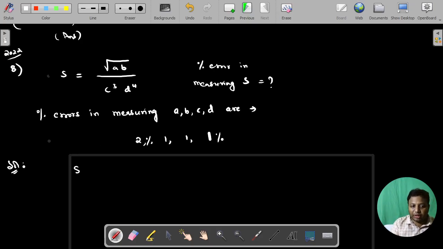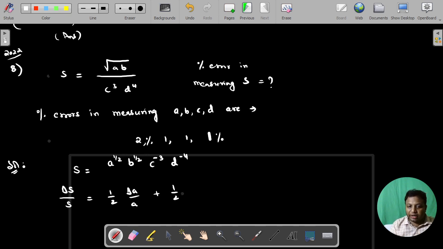The given formula can be written like this: a power 1 by 2, b power 1 by 2. I am bringing the denominators up: c power minus 3 and d power minus 4. After writing like this, we have to relate all the quantities in this way: delta S by S equal to half delta A by A, half delta B by B. This is the standard procedure we follow for all the problems in this chapter. Minus 4 delta D by D.